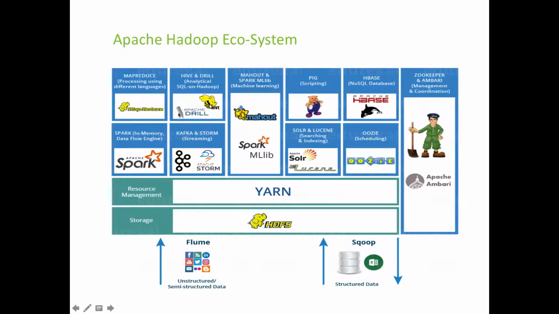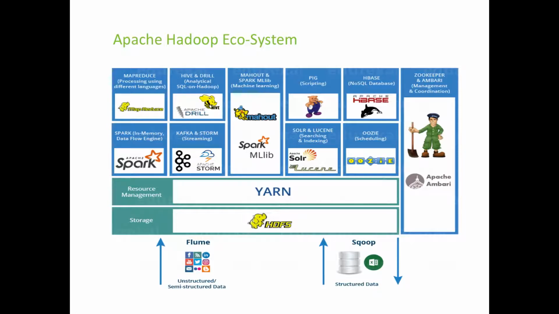Then there are a lot of platforms coming around, like Kafka for streaming, and machine learning tools like Mahout and Spark MLlib. These are the next level of things, where you have a Hadoop cluster and now you want to write applications on top of it. And the most key thing, when you start using it, is you will see a lot of things like Zookeeper and Ambari. Zookeeper and Ambari are orchestration and management engines.